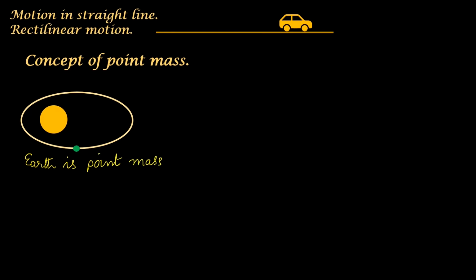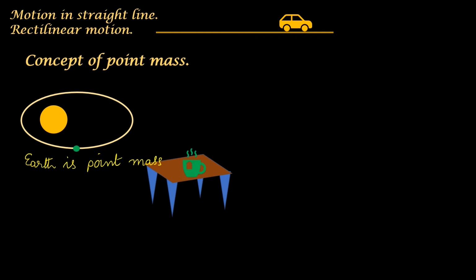It will be very hard to consider the Earth as a point mass because we know the Earth is a very huge planet and its mass is very great. But when we consider point mass, we take into account the distance traveled in relation to its size. So, if the distance traveled is very great when compared to the size of the object, then that object is called point mass. Let us take another example.